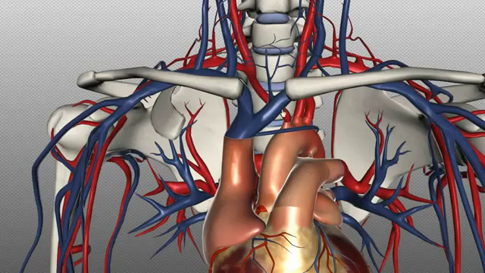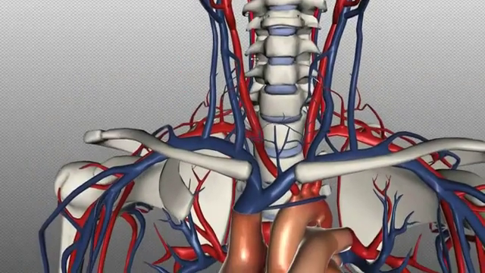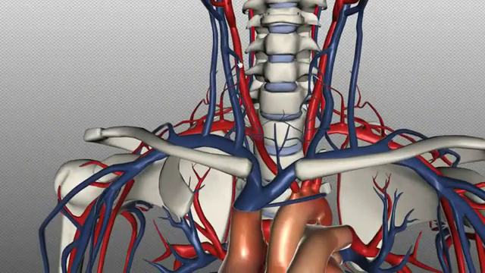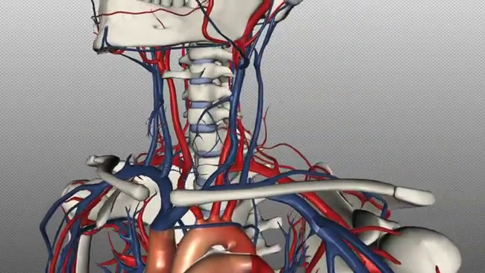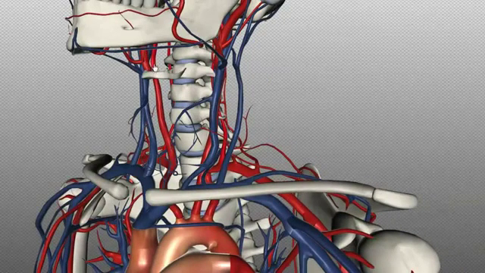This brachiocephalic trunk then splits into two branches. You've got the right subclavian here and the right common carotid. Just like you've got the left common carotid here, you've got the right common carotid here, which branches off from the brachiocephalic trunk. Following the common carotid arteries up a bit further, they then split into another two branches: the internal carotid and the external carotid coming off the common carotid artery.